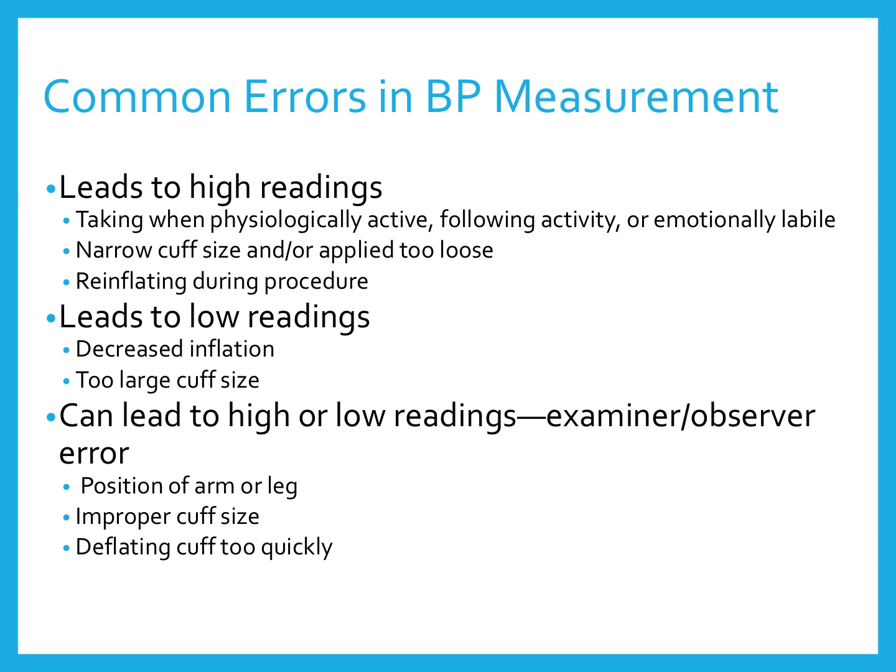A cuff that's too little, too narrow, or applied too loose, or reinflating during the procedure, can lead to high readings. Low readings come from decreased inflation, so not inflating it enough, or too large of a cuff. If you use a big cuff, you're going to have a false low reading. Other causes are the arm or leg not being in proper position, so it should be arm level, using an improper cuff size, and deflating the cuff too quickly.